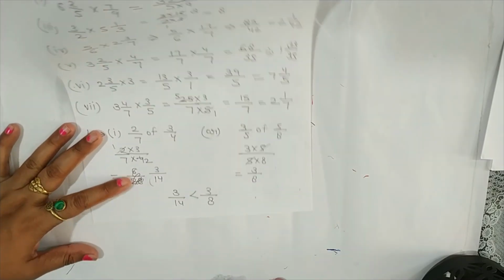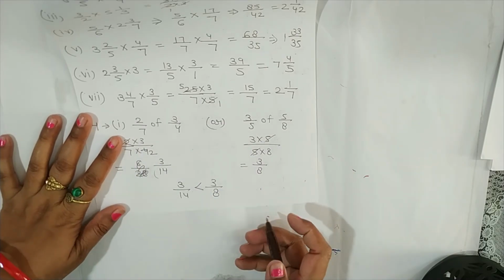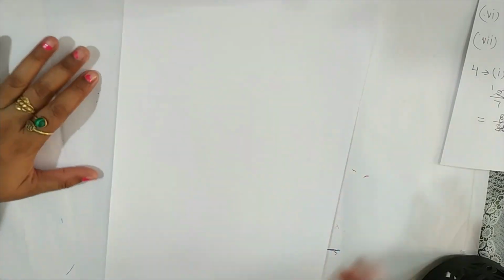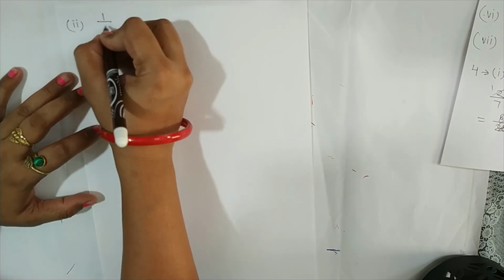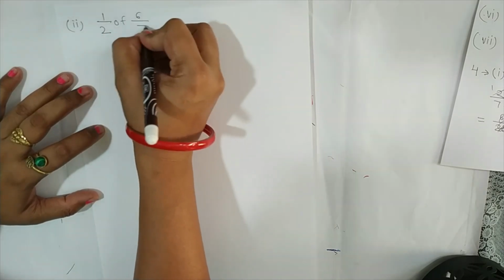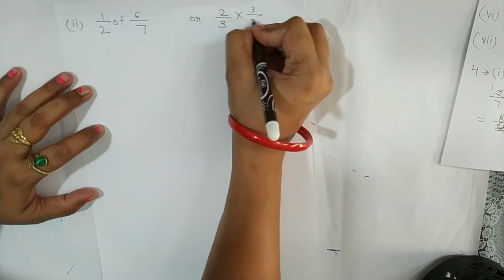Otherwise you can compare by the cross multiplication method. Next question, second one: 1 by 2 of 6 upon 7 or 2 by 3 into 3 upon 7.